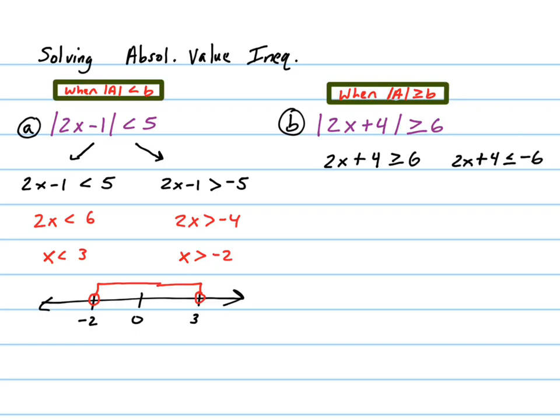We have 2x plus 4 is greater than or equal to 6, and 2x plus 4 is less than or equal to negative 6. At this point, we're going to go ahead and solve these. So minus 4, so that gives us 2x is greater than or equal to 2. Divide by 2, x is greater than or equal to 1. Here we're going to do the same thing, subtract 4, so 2x less than or equal to negative 10. Divide by 2, x is less than or equal to negative 5.